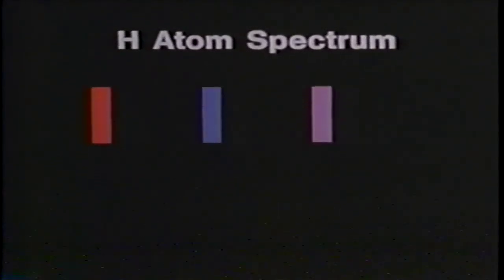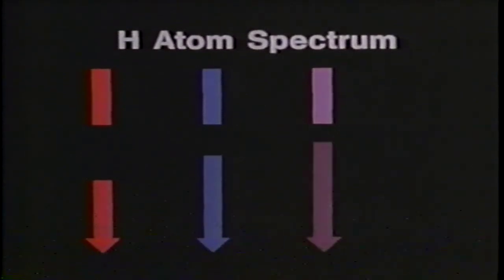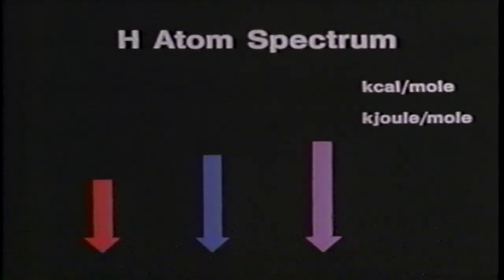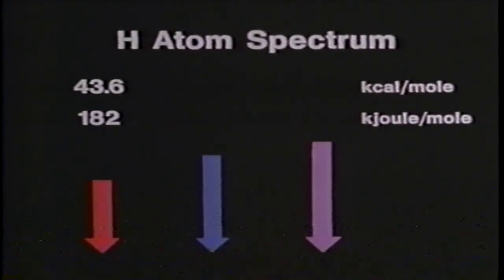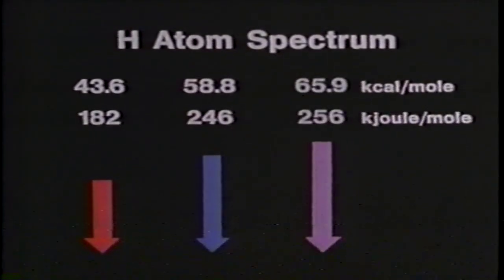Such measurements show us that blue photons have more energy than red photons. If we represent the energy of a red photon by an arrow, the higher energy blue photons need a longer arrow. The violet photons need an even longer arrow to express their energies. We can express these energies per mole of photons either in kilocalories per mole or kilojoules per mole: 43.6 kcal per mole for red photons, 58.8 kcal per mole for blue photons, and 65.9 kcal per mole for violet photons.